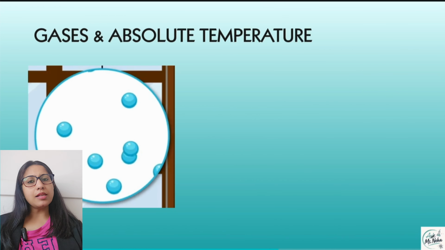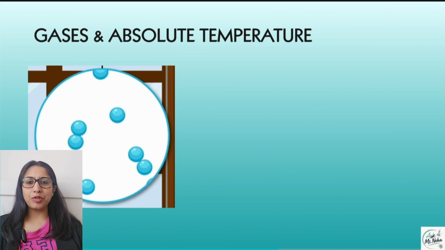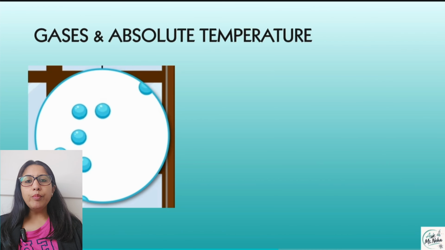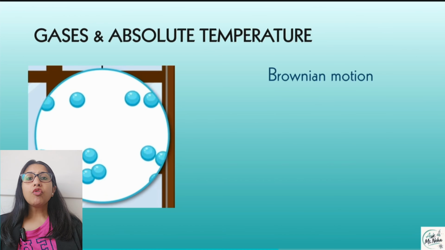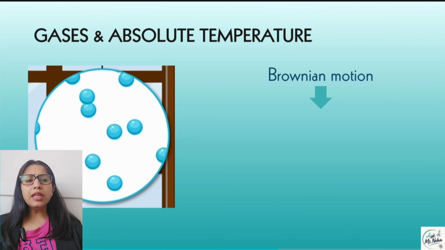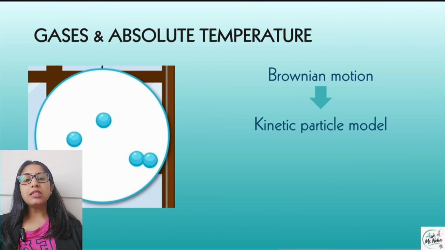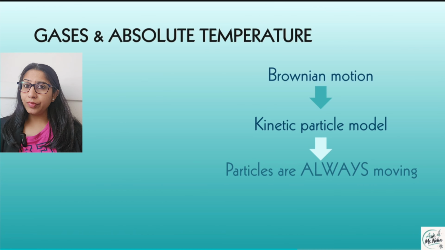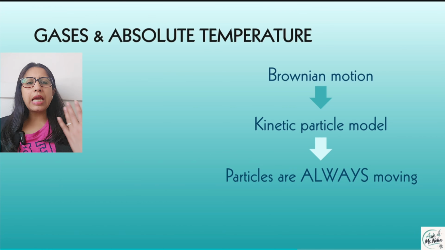Now we have reached the last section of this unit, which is gases and absolute temperature. Look closely at the particles of the gases. This random motion is called Brownian motion, which provides evidence to the kinetic particle model. The kinetic particle model states that particles are always moving. Always moving, that means they always have kinetic energy. They never stop. Understand, even if you are in a solid state, the particles are vibrating. They don't stop. They are never still.